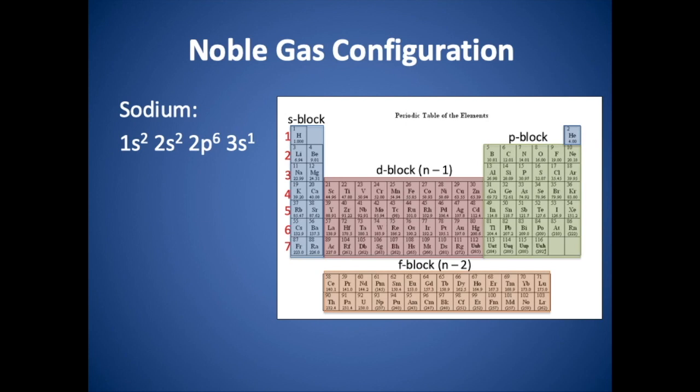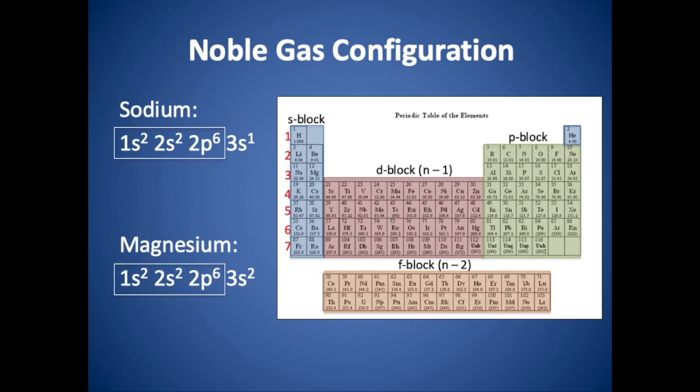Magnesium, the one right next to it, is 1s2, 2s2, 2p6, 3s2. So the only difference between sodium and magnesium really is this 3s1 and the 3s2. There's a whole section here which is really repetitive: 1s2, 2s2, 2p6. It appears in both of them. In fact, it will appear in every element after sodium and magnesium. Everything higher than 11 and 12 will have this section in it.